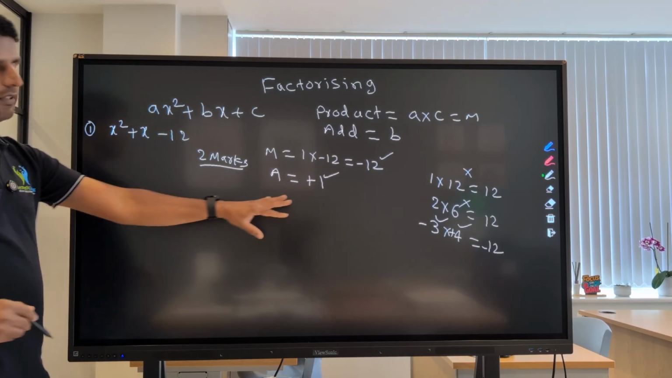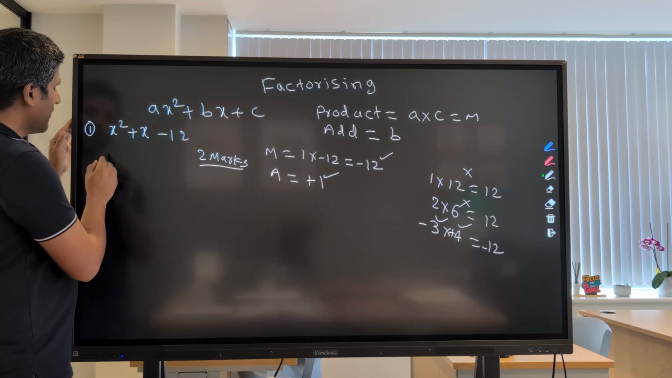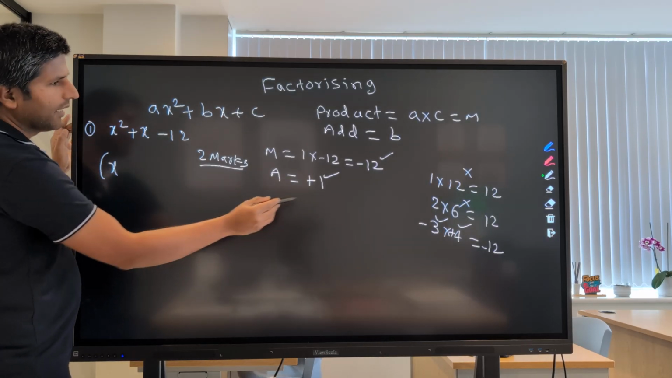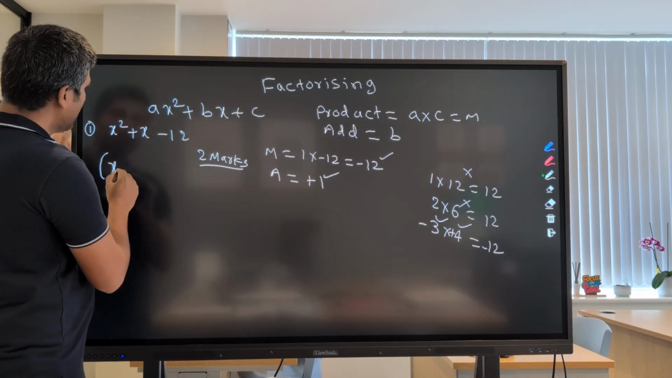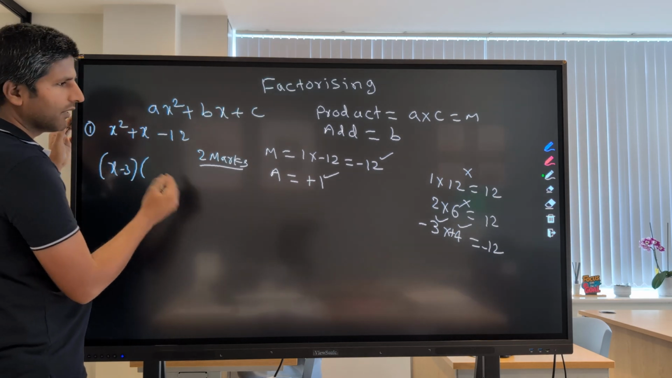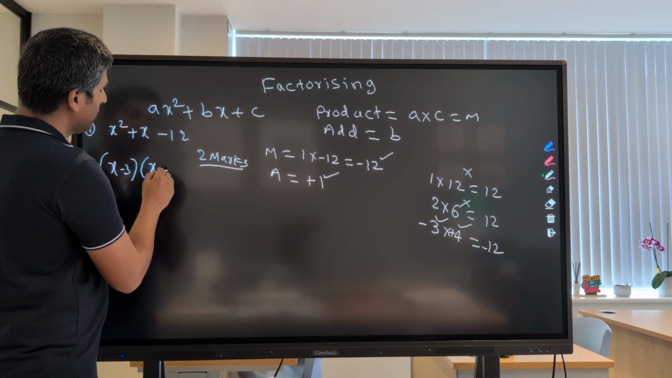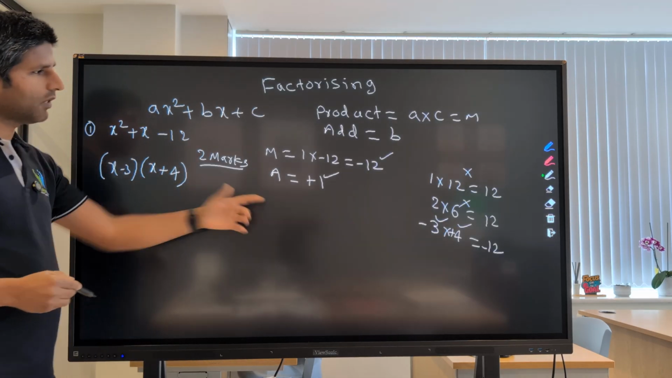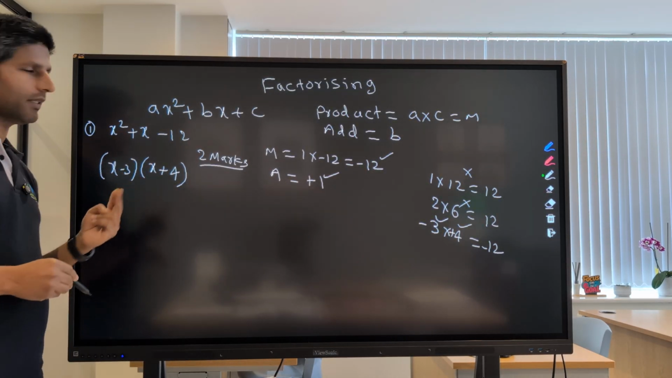So simple, once you find the two numbers, just open a bracket, start with x, and then pick the first number, minus 3, and then again another bracket, because we're doing factorization, x plus 4. That's your answer. So all you need to show is this for 2 marks.